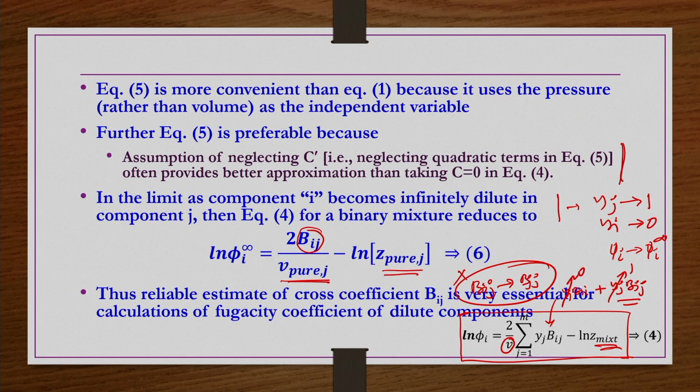So, repeating, even if the system is very dilute, with i in a negligible amount and j in a very large amount, under such mixtures also this cross virial coefficient Bij is very important. You cannot approximate Bij as almost equal to Bjj considering that it is almost pure j. That we demonstrate now using an example problem.